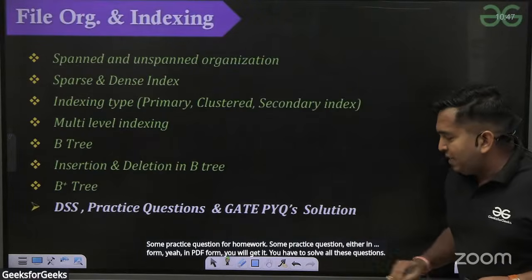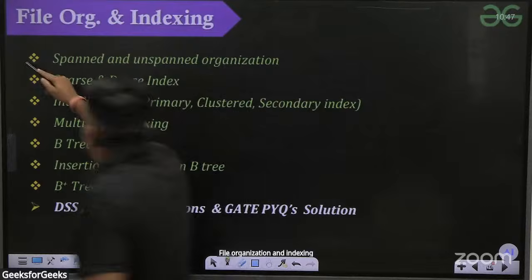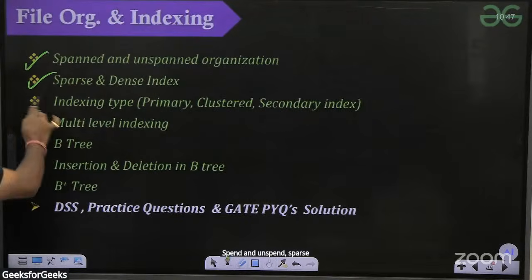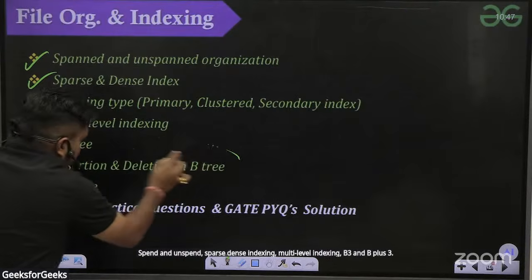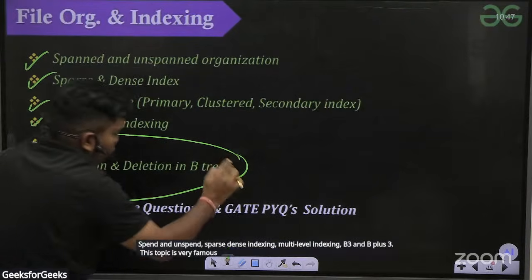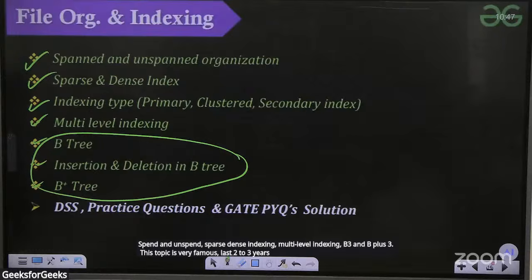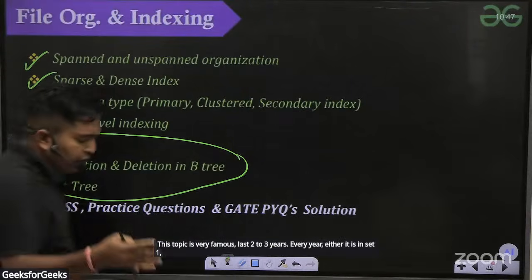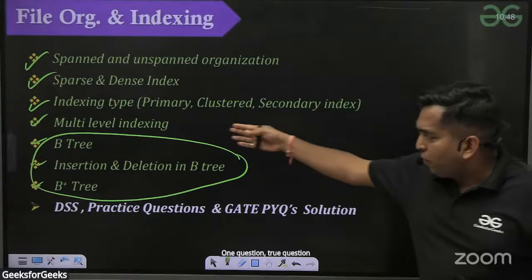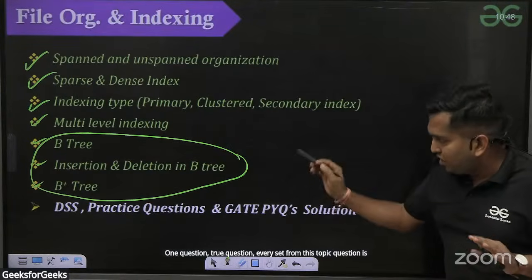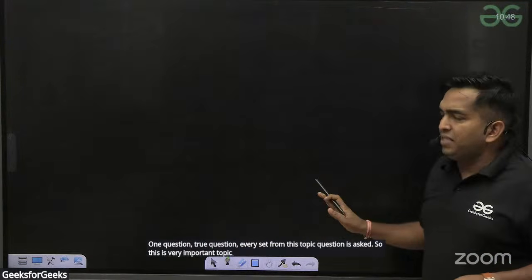File organization and indexing, spanned and unspanned, sparse, dense, indexing, multi-level indexing, B tree and B plus tree. This topic is very famous last 2 to 3 years. Every year, either in set 1, forenoon or afternoon set, 1 question, 2 question, every set from this topic question is asked. So this is very important topic. We can't miss any topic.